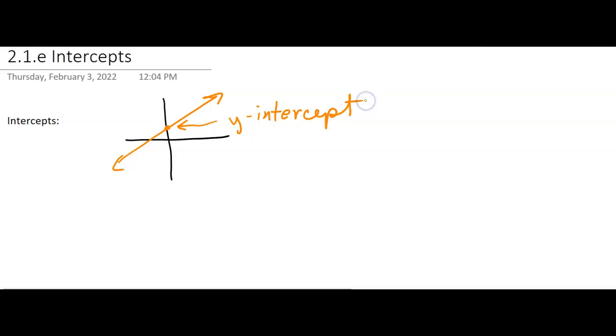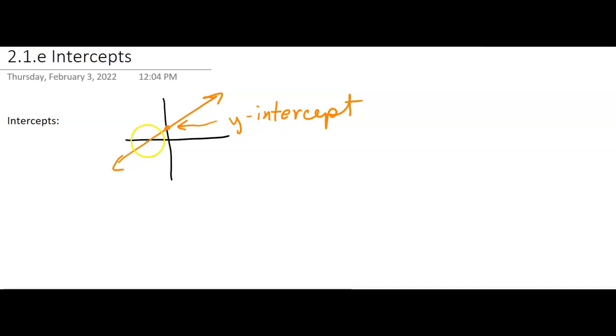Okay, so now we're going to talk about intercepts. If you have a Cartesian coordinate system and you're going to graph a line, there are two, or there could be two, what we call intercepts. This right here would be called the Y-intercept. It's usually hyphenated. And it's where your line is crossing the y-axis.